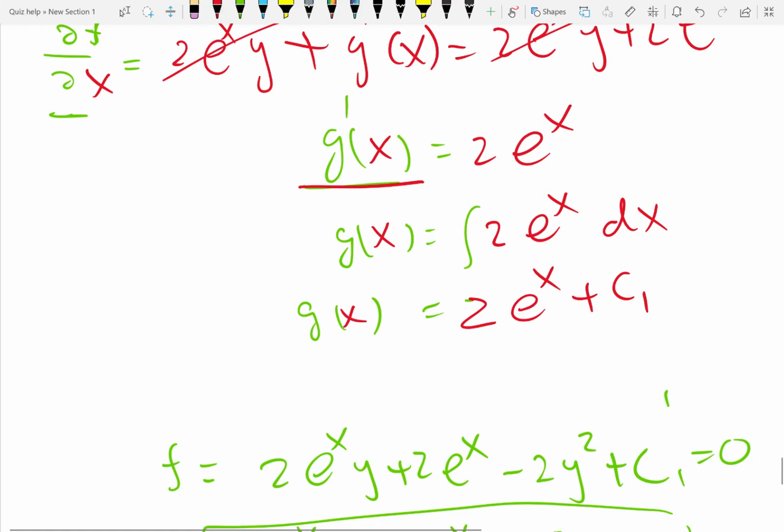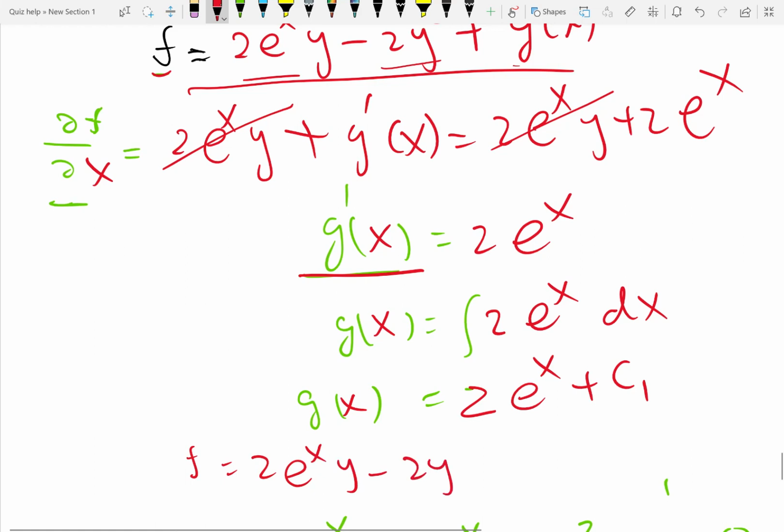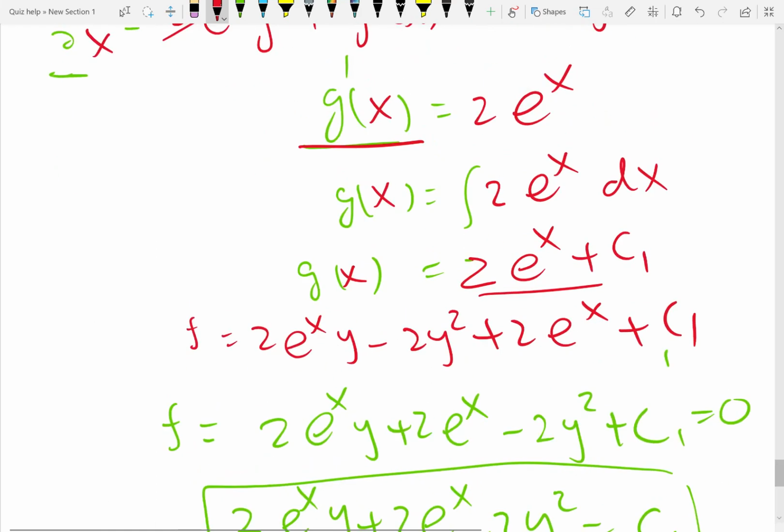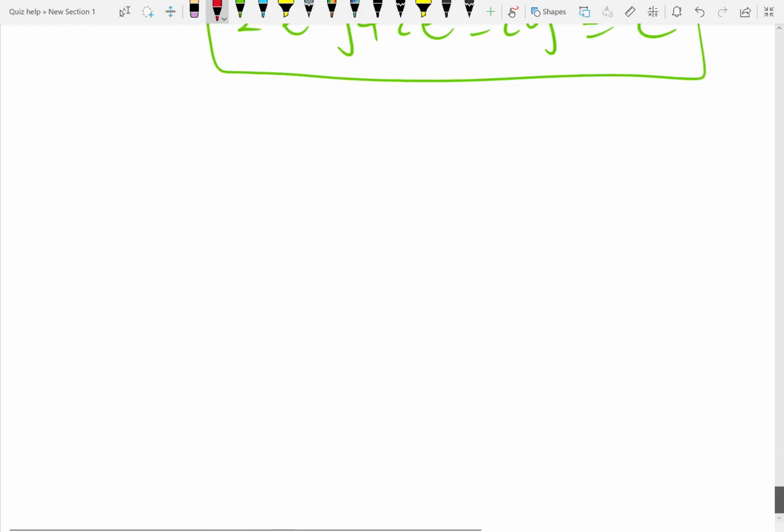The f that we got from here is 2e^x y minus 2y squared. Now here we get 2e^x plus c1. So isn't this the same thing? We get the same thing. So no matter which order, which procedure you follow, you will get to the right answer. All right, so let me do another example, slowly, so that you can make sense of this.